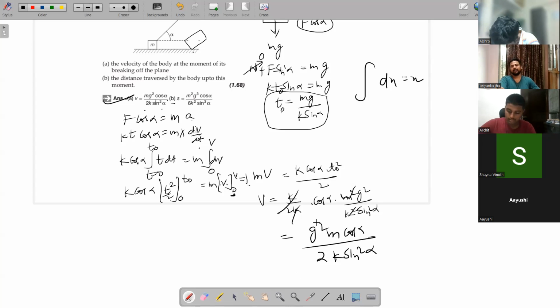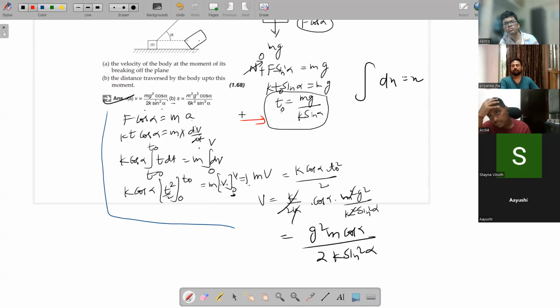Noted. Done. Shall I move ahead? Now for the second part, you can see it is asking you to find the distance traversed by the body up to this moment, when it will break off. So for the time from 0 to t naught, you have to calculate how much distance it will travel. Because the acceleration is not constant, again you have to use integration here.